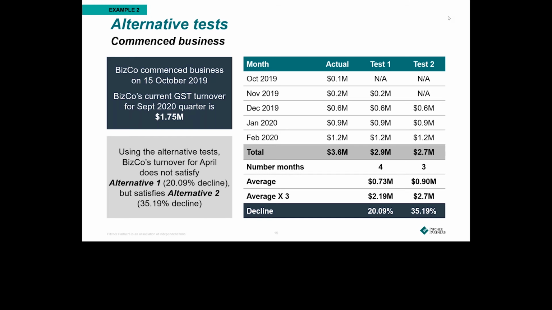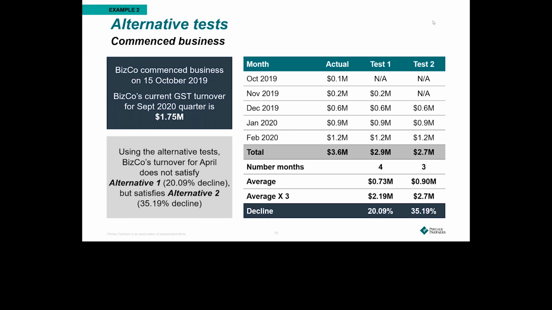But however, in this instance, BizCo wouldn't satisfy the decline in turnover test because the turnover for the September 2020 quarter, being 1.75 million, doesn't fall short of that comparison by at least 30%. So your comparison figure in that instance is 2.19 million.